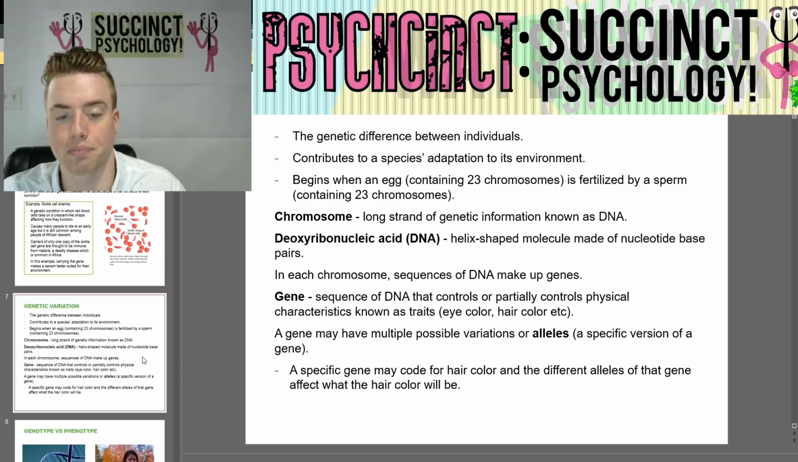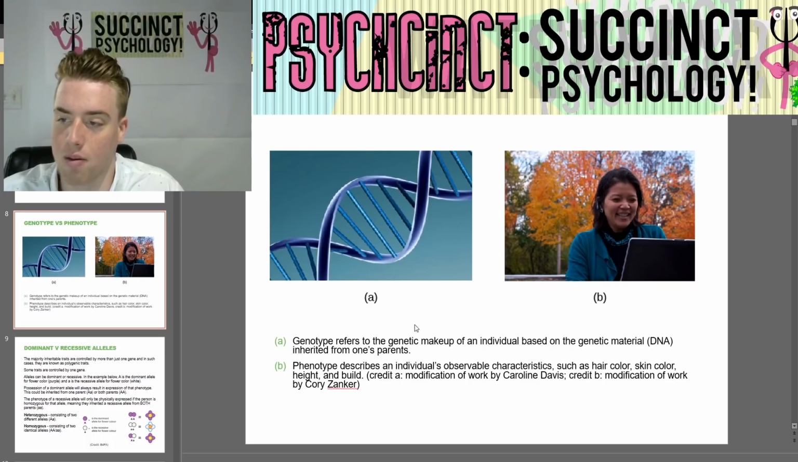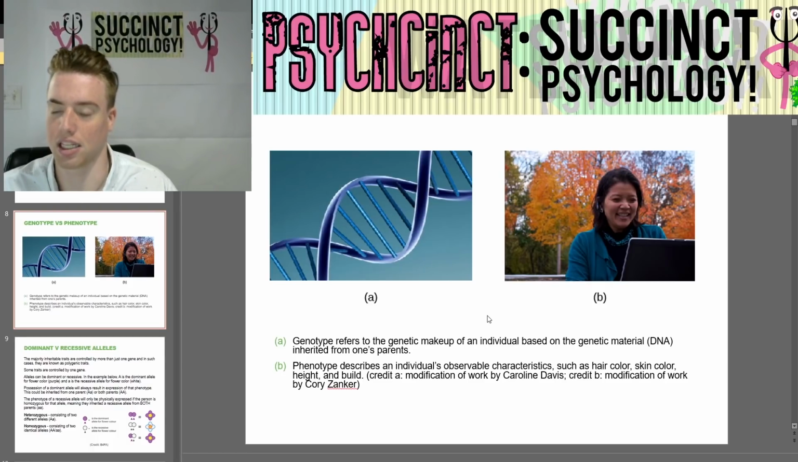Here we have genotype versus phenotype. So figure A, a genotype, refers to the genetic makeup of an individual based on the genetic material, DNA, inherited from one's parents. Now, a phenotype describes an individual's observable characteristics, such as hair color, skin color, height, and build. So genotypes are kind of like this cellular genetic material you can't physically see, whereas a phenotype is, well, what you can physically see.